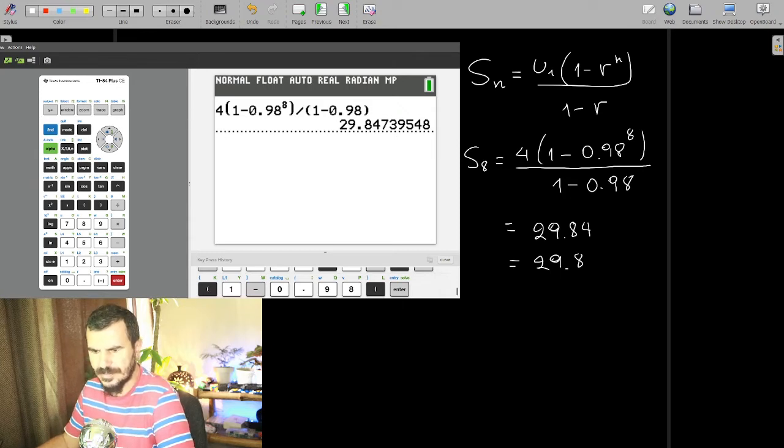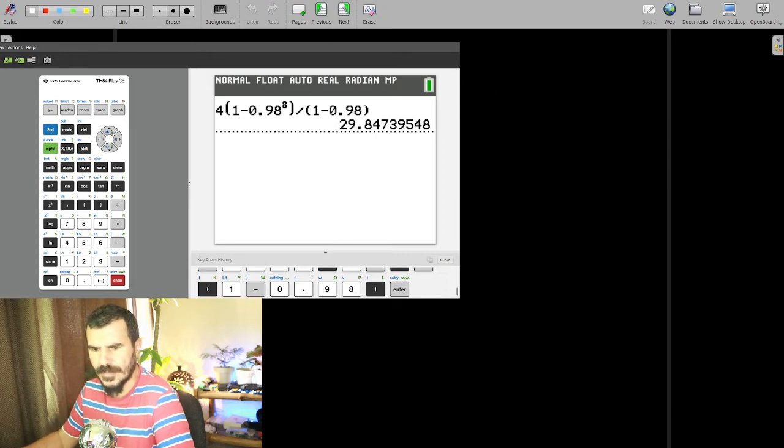Now C. Let's see it. Find the least value of n for which my Sn is bigger than 163. Now be careful. Here the question says that there is a value for n where the sum will be bigger than 163. So I need to find this n.